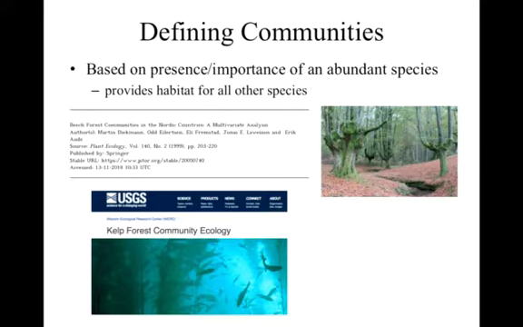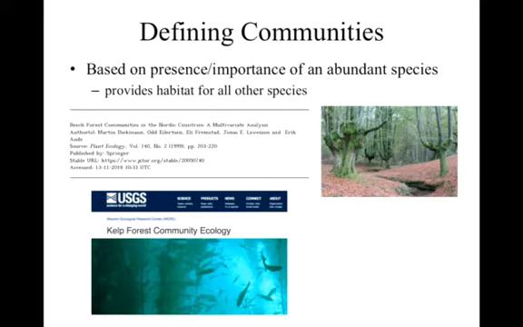We can also define communities based on a biological element, and in particular, the presence or importance of an abundant species. So we could talk about kelp forest communities, and in that case, the abundant species is the kelp, and that species provides habitat for all of the other species. That's why it's that important foundation for the entire community: the kelp, and then all the fish that live in the kelp forest and all the invertebrates, the crabs, that sort of stuff that live in the kelp forest, they all interact, but they're there because of the kelp.